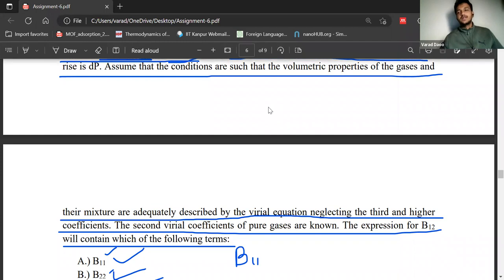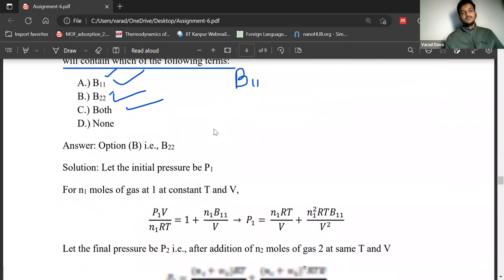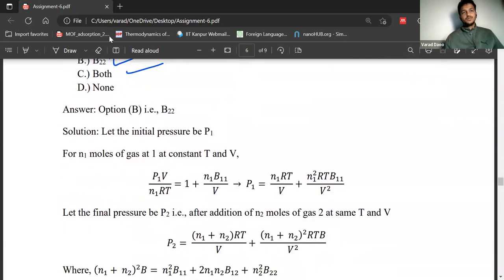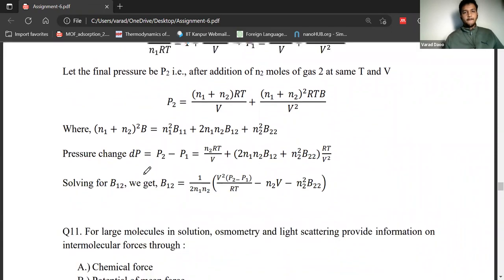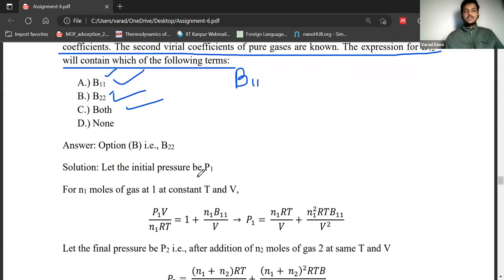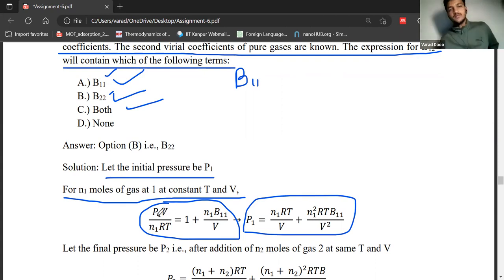Right? So anybody got any answer? The correct answer is obviously option B, right? We have a derivation for that. Let the initial pressure be P1 for N1 moles of gas at constant T and V. Then we can write the virial equation of state for component 1, which when rearranged gives this. We just multiplied by V and N1 RT on both the sides.